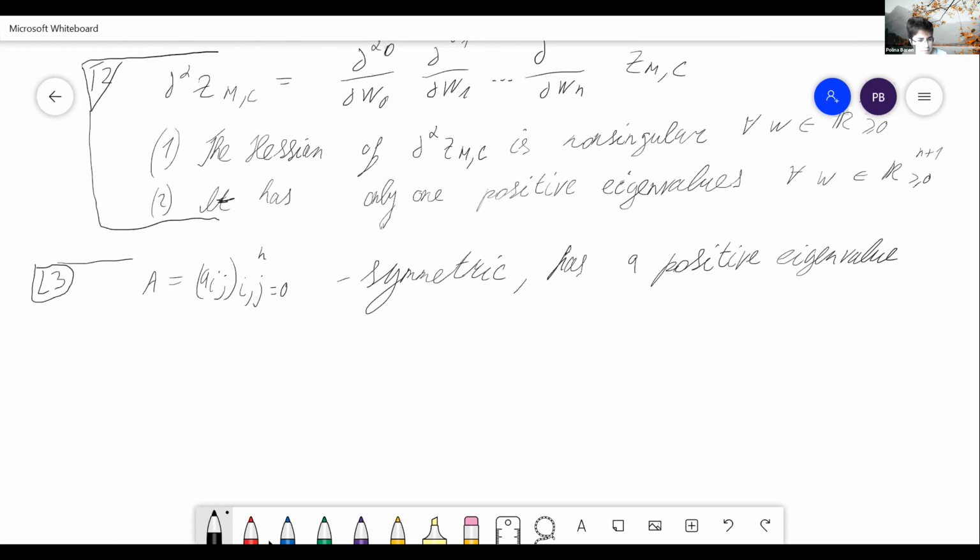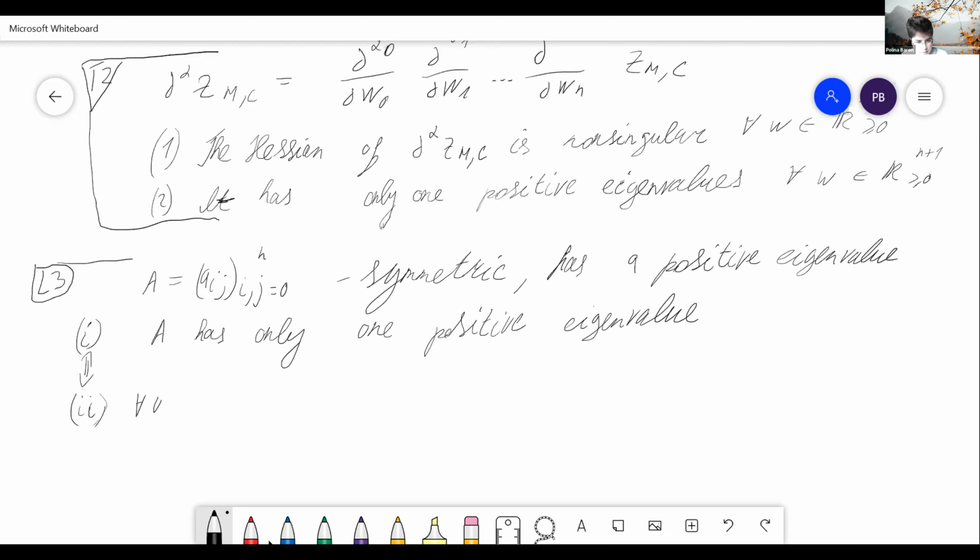So these statements will be equivalent. Maybe we'll just write the statements again. You mean equivalent, yeah? Oh, yeah, sorry. So A has one eigenvalue that is positive and only one.